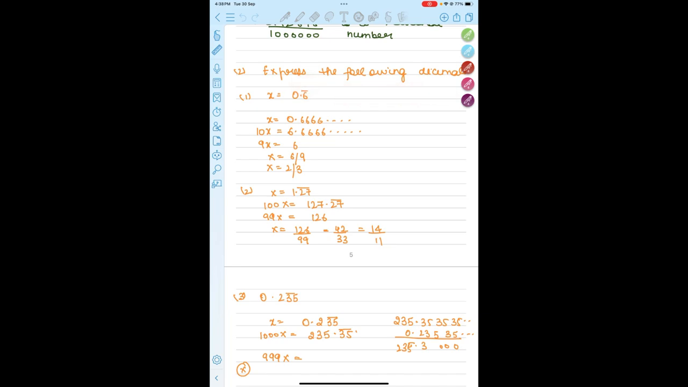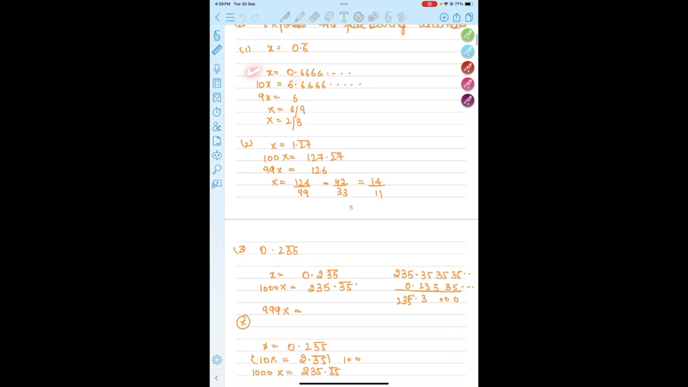So how can we write this in a rational form? Firstly we will write x is equal to 0.66666. Then we have to multiply this by 10, so it will be 10x is equal to 6.6666666. Now if I subtract the two equations, 10x minus x will be 9x, and this difference will be 6. So this can be expressed as 6 by 9 or 2 by 3. As I mentioned earlier, 2 by 3 will be a non-terminating decimal.